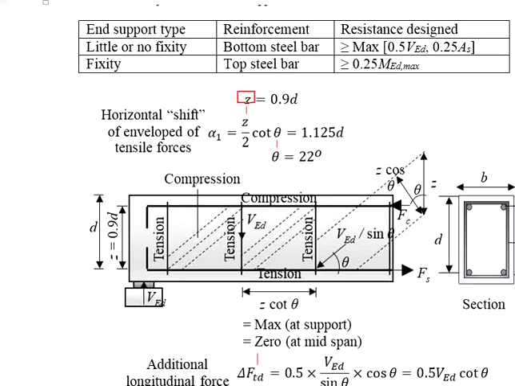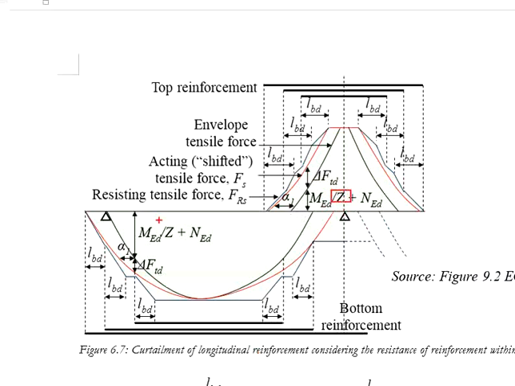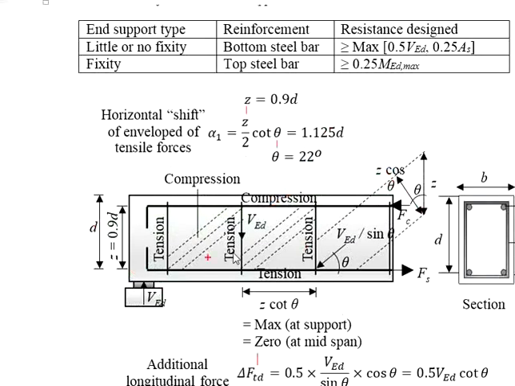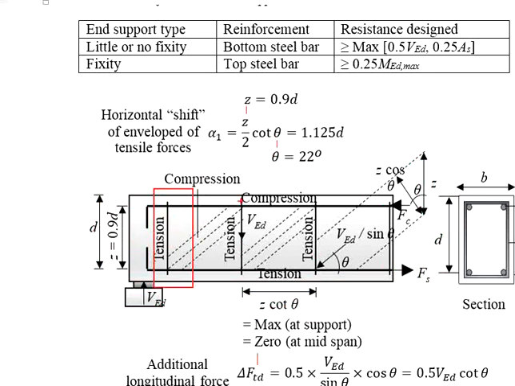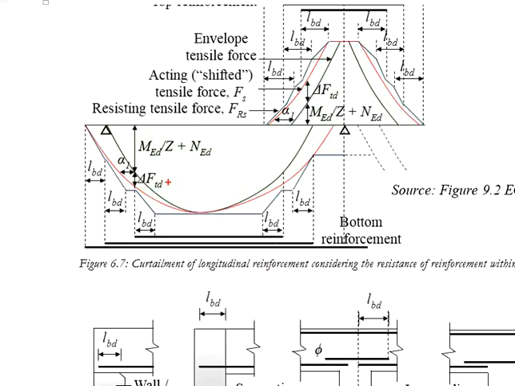Bear in mind that the Z used to determine the alpha 1 shall not be taken as the Z for the section modulus. The Z here is referring to the geometrical property of the beam section, whereas the Z here is based on the strut and tie model that we use to analyze the response of the beam due to the shear reinforcement. In fact, if you observe this diagram here, we are talking about a horizontal shift of the alpha 1 extending from the original tensile force diagram.